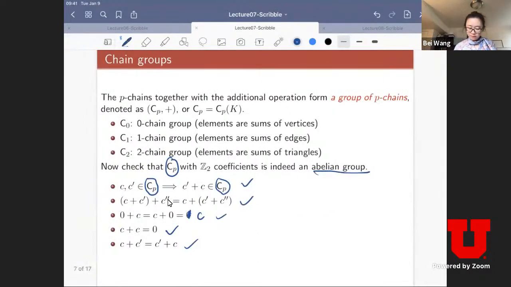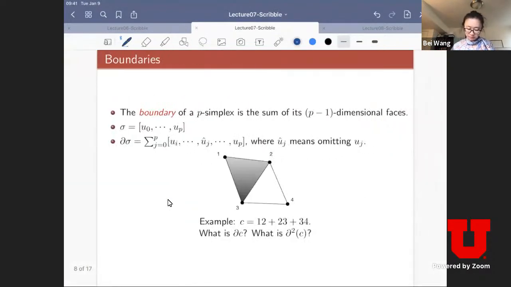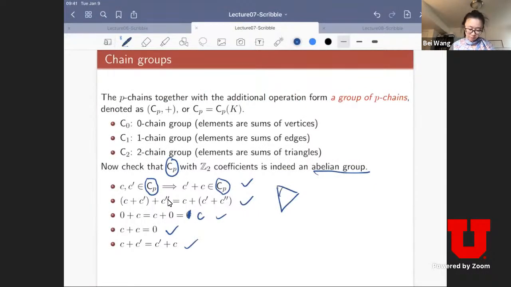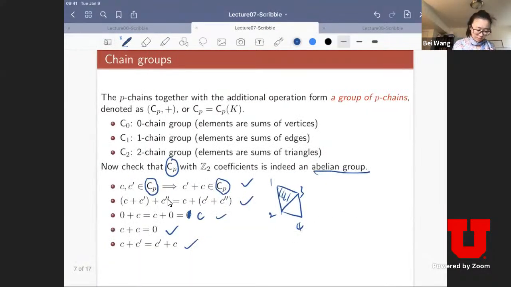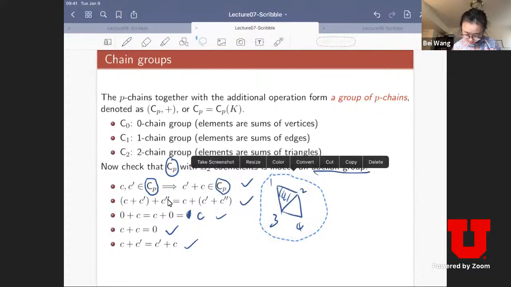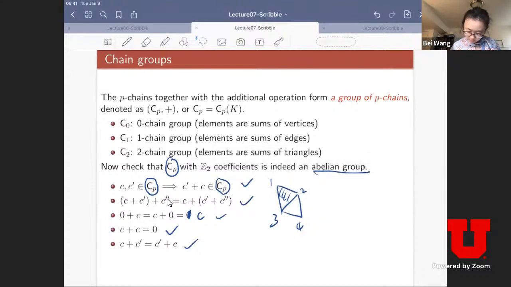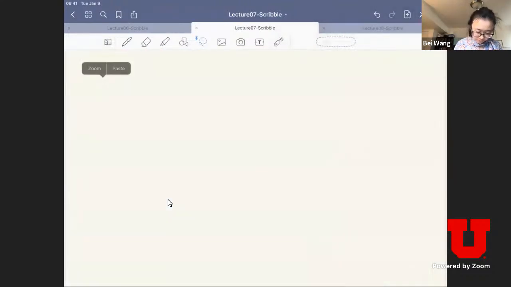Okay, so let's give a very concrete example, like the one before. I have vertices 1, 2, 3, and 4. This is my simplicial complex. Actually, let me just do it in a new slide. Okay, this is my example.